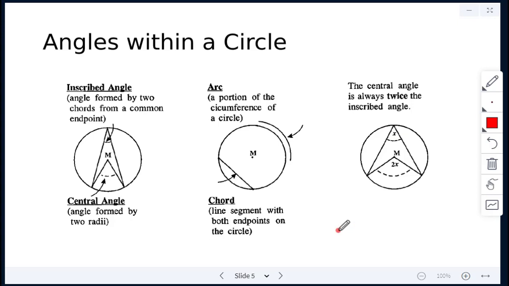So that's how you can figure it out. If you were given the inscribed angle, you can figure out the central angle by multiplying by 2. If you are given the central angle, you can figure out the inscribed angle by dividing by 2.